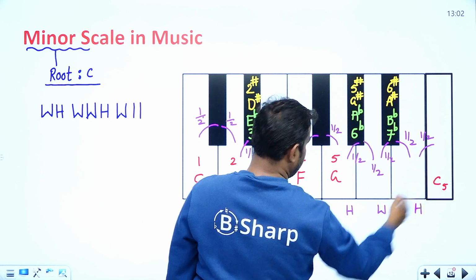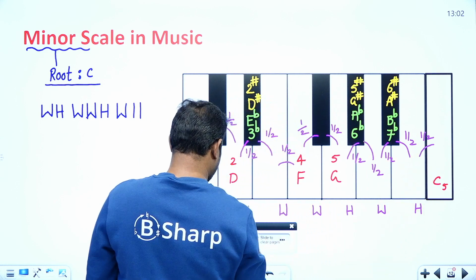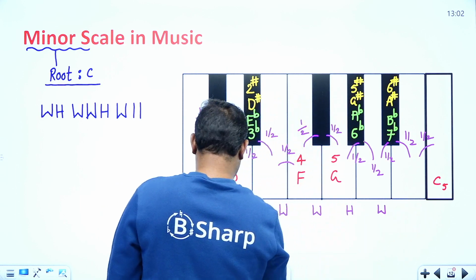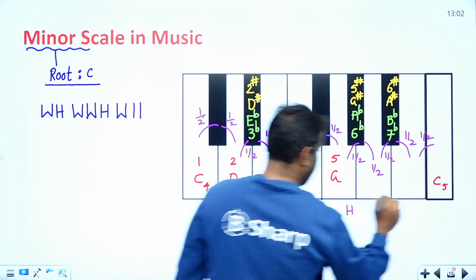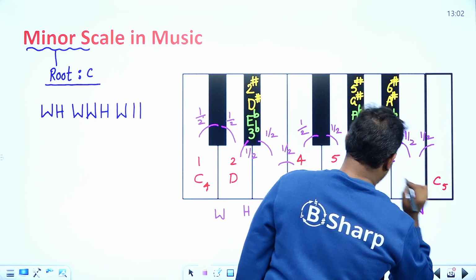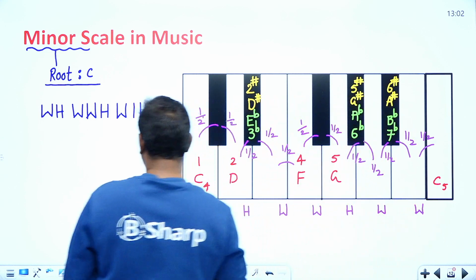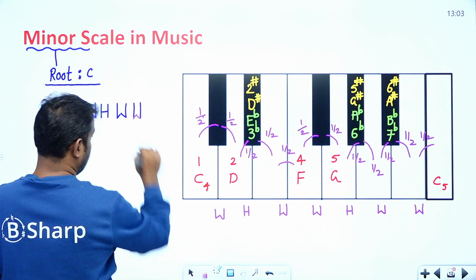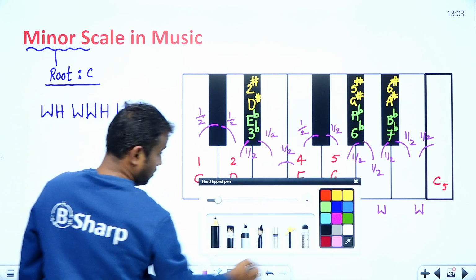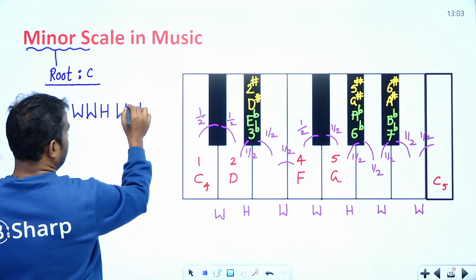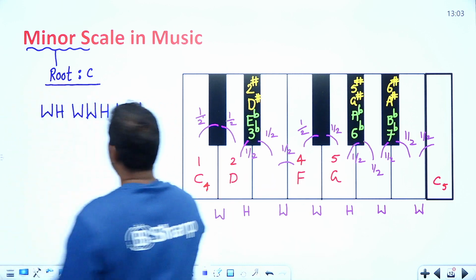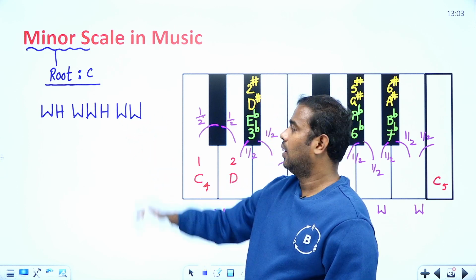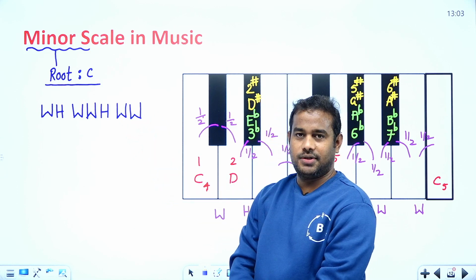this from here to here is going to be a complete whole, right? So this is another whole here, so here it is going to be a whole, right? So that is whole and whole. So look at here like this, okay: whole, half, whole, whole, half, whole, whole. So like this also we can represent it.